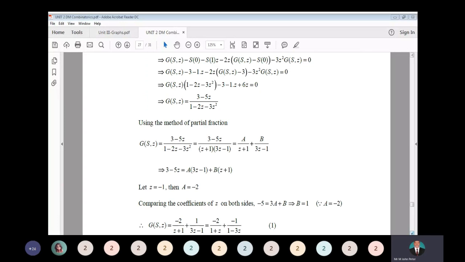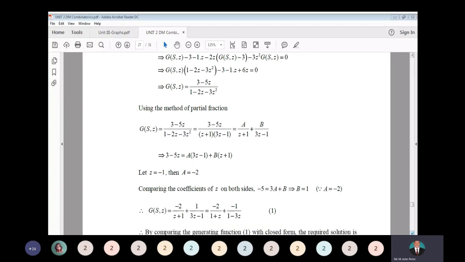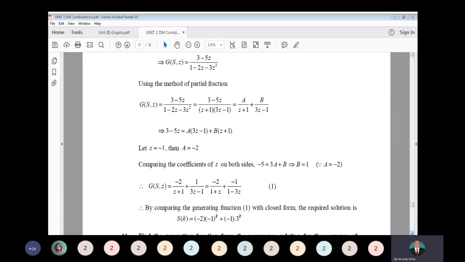Solving that by the partial fraction condition, you will get z = -1 and a = -2. Next, comparing the coefficient of z on both sides, you will get b = 1. There we substitute a = -2. Replacing it in the function G(s, z), it becomes -2/(1 + z) - 1/(1 - 3z).